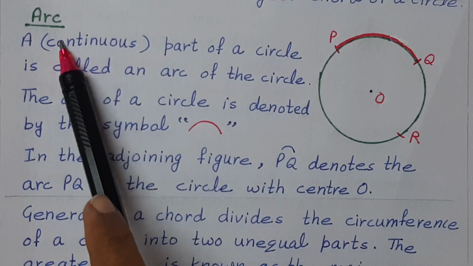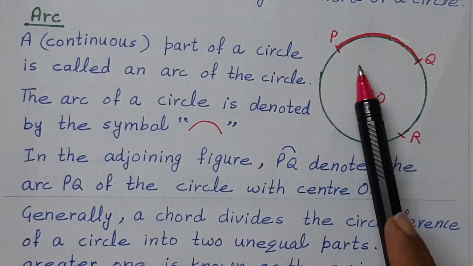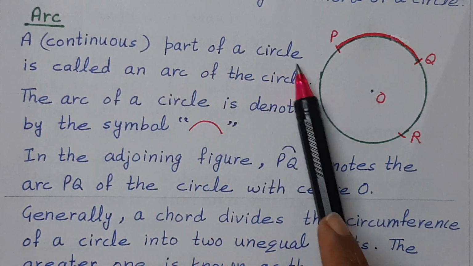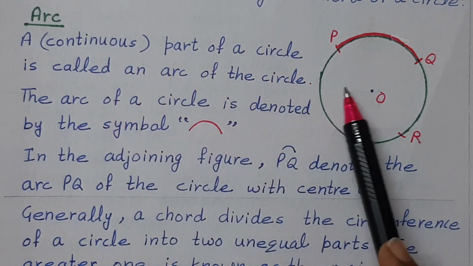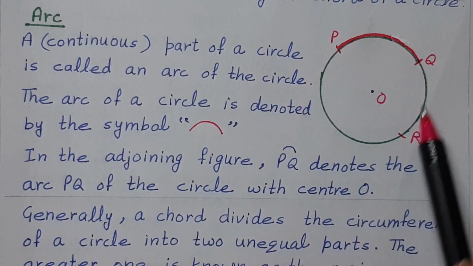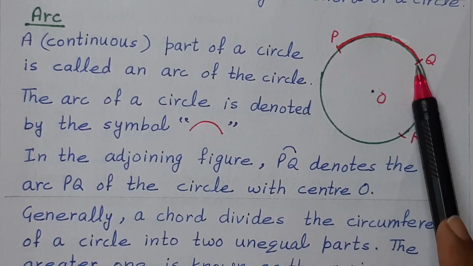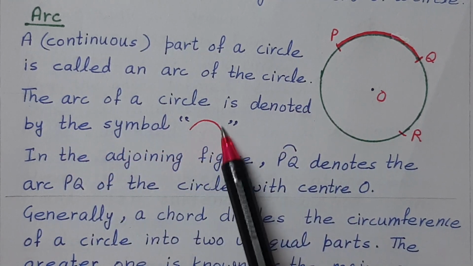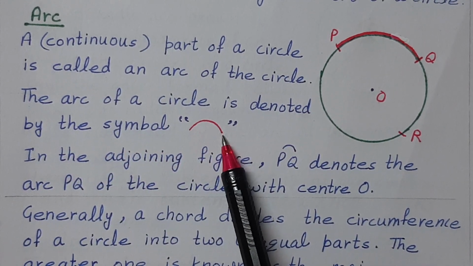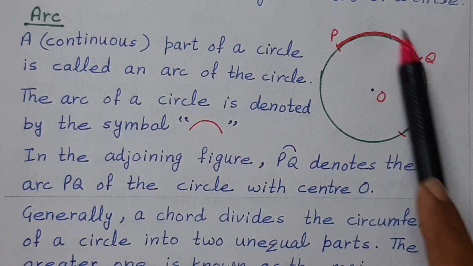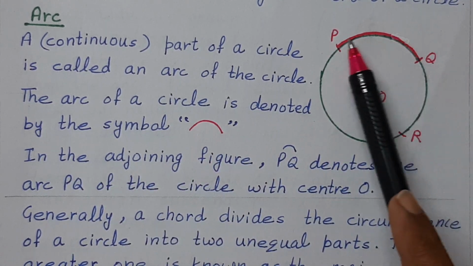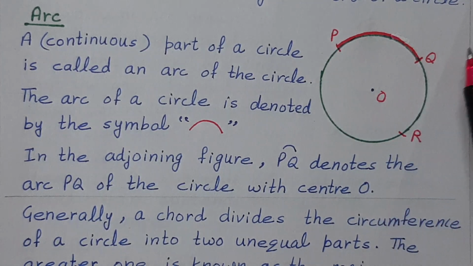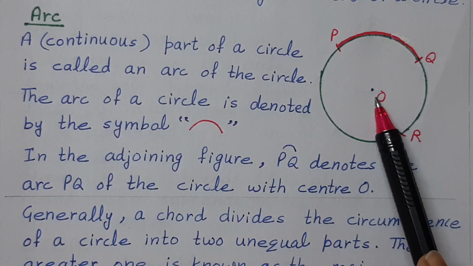Now, let us discuss arc. An arc is a continuous part of a circle. You can see in the diagram here, PQ is an arc. Clear? And it is denoted by the arc symbol like this. Clear? Now in this adjoining figure, you can see here PQ is the arc. Clear? And O is the center.